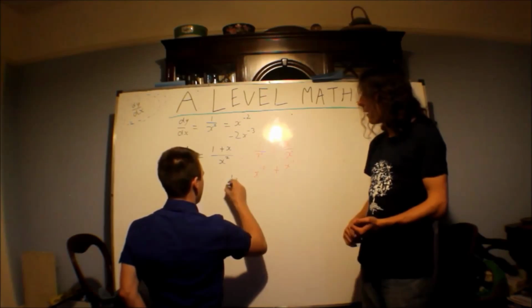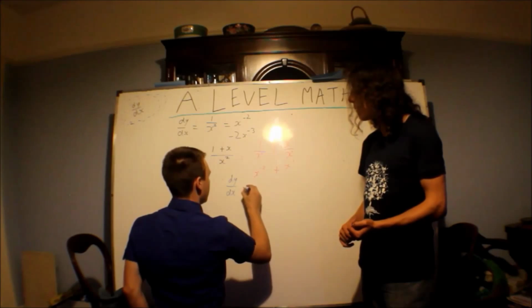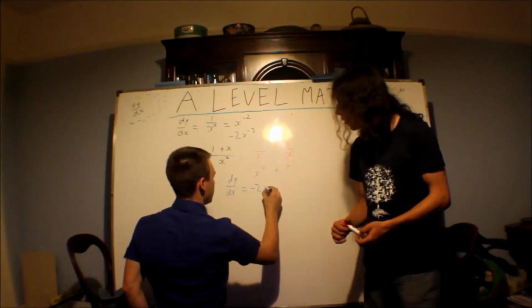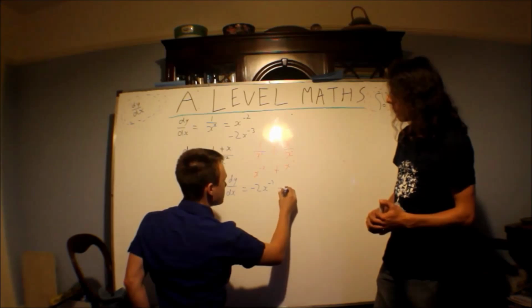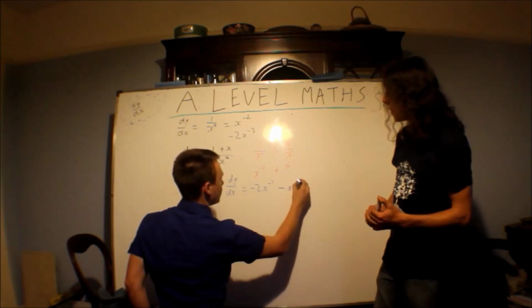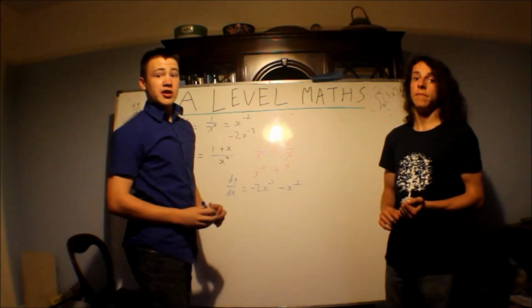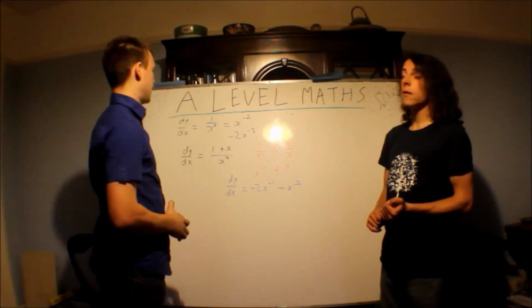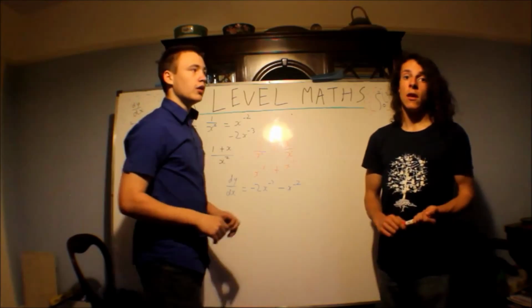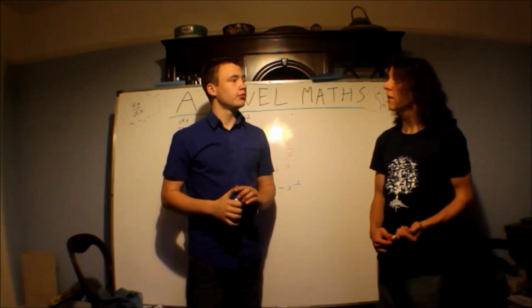So that's what we did just up there. The first part becomes minus 2x to the minus 3, and then the other part, minus x to the minus 2. That's about as hard as it gets with differentiation. That's differentiation done. Then we get a question to test yourself, but until then, let's go on to integration.